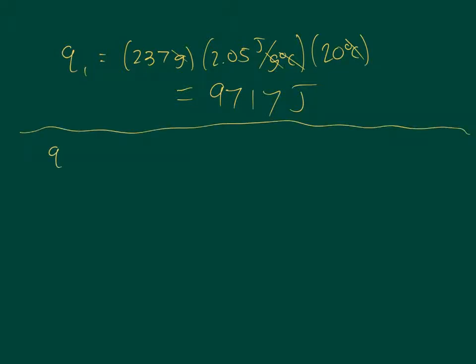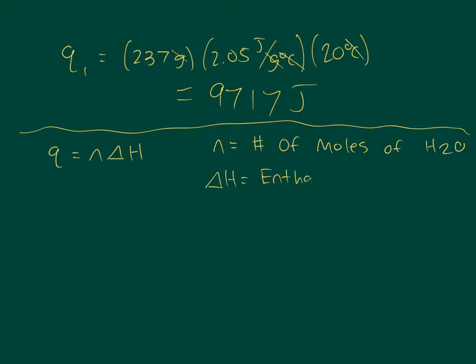For this step, we'll use Q equals n delta H, where n equals the number of moles of water, delta H equals the enthalpy of fusion for water. So the enthalpy of fusion is something that you'll either be given or you'll have to look up. In this case, I looked it up and I found that it was 6.02 kilojoules per mole. This means that it takes 6.02 kilojoules to fully melt 1 mole of ice.